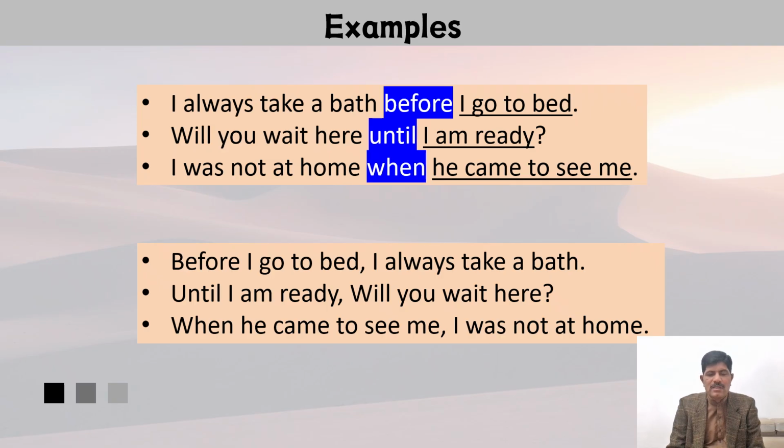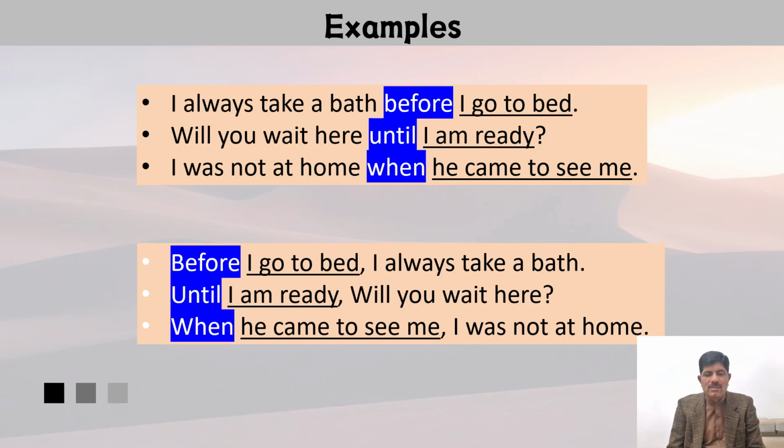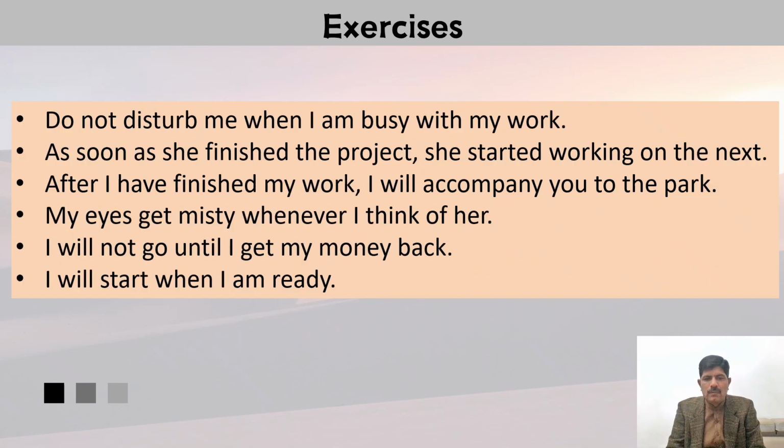Again, before indicates that there is an adverb clause of time, as it is a subordinate clause, so subordinate clause can commence the sentence. In the second sentence, until I'm ready, it tells you that this is an adverb clause of time. When he came to see me, when indicates when something happens, that is why it's an adverb clause of time. So all these adverb clauses of time or subordinate clauses can come at the beginning of a sentence also. So here's an exercise for you to do.